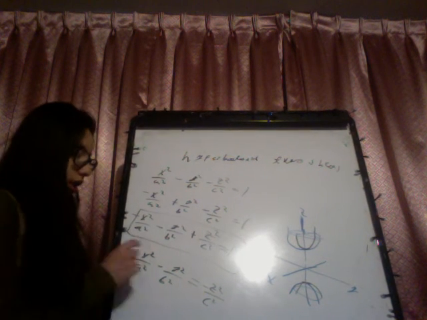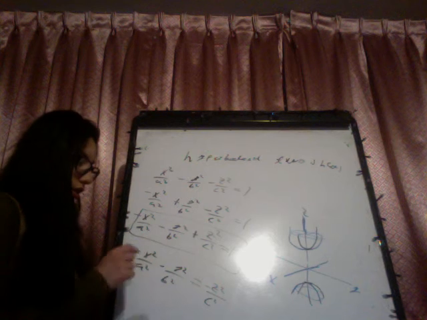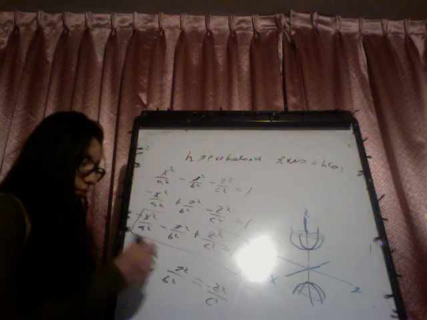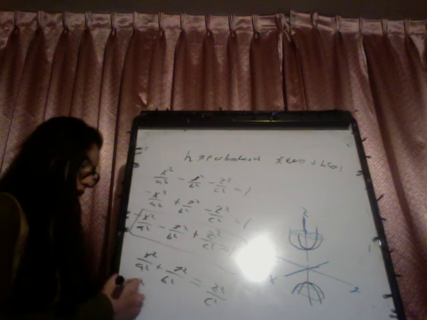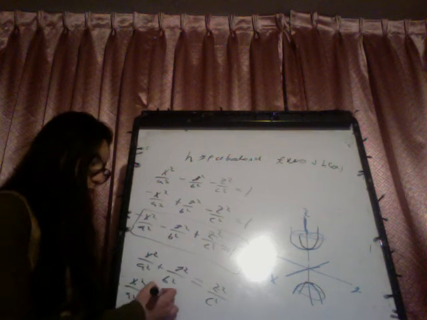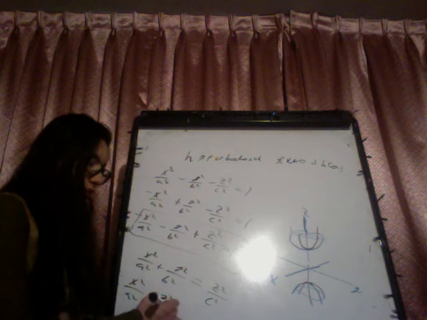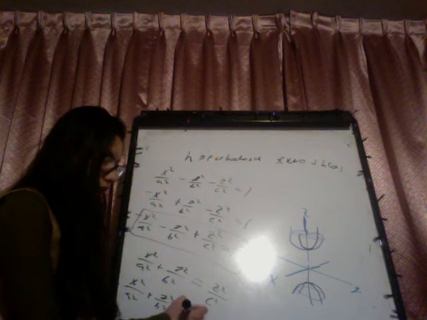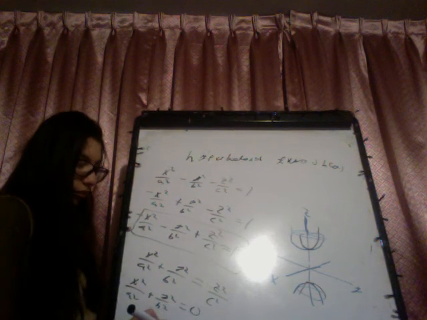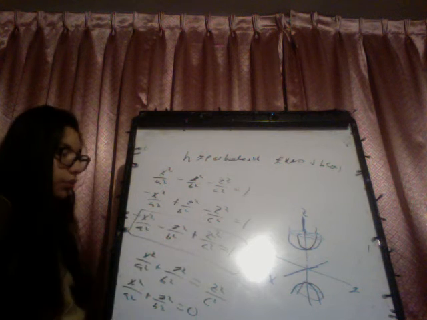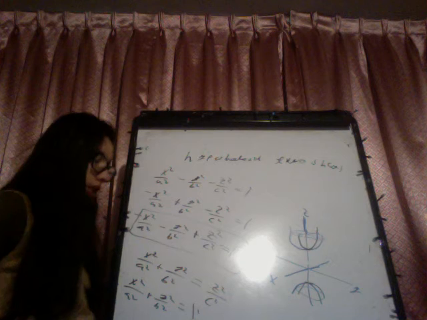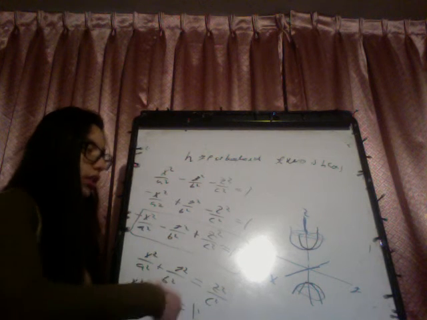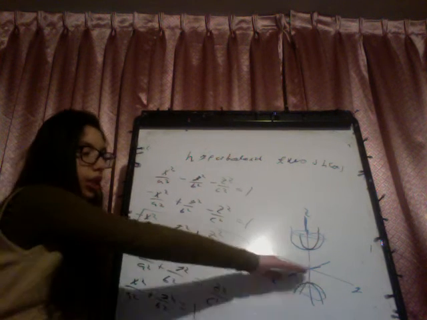So here you can change the sign and you have plus, or you could say x squared divided by a squared plus y squared divided by b squared equals 0. If you put c equals 0, it's 1. You are cutting through the c equals 0 plane, so you are cutting through the xy plane.